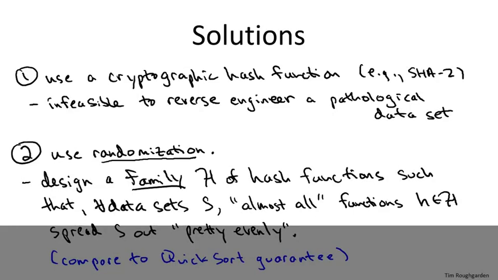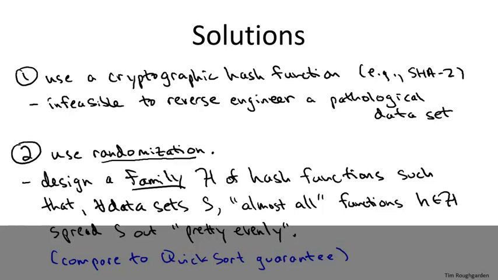So we flipped the quantifiers from the previous slide. There we said if we pre-commit to a single hash function, if we fix one hash function, then there's a data set that breaks the hash function. Here we're flipping it. We're saying for each fixed data set, a random choice of a hash function is going to do well on average on that data set, just like in Quicksort.